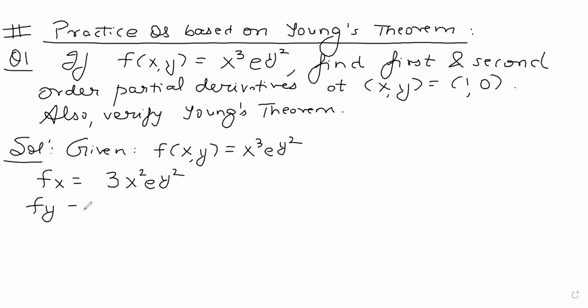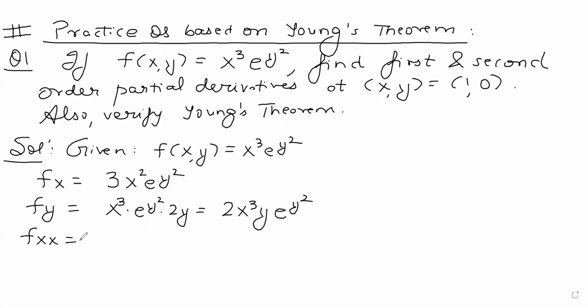Fy will be the partial derivative of the function with respect to y, which is x cube into e to the power y square into the derivative of y square, which is 2y, so 2x cube y e to the power y square. Then fxx will be differentiating fx again with respect to x, so it's 6x e to the power y square.